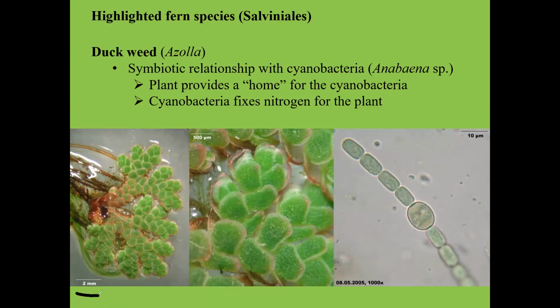So on the left here, you can see the scale, right? This is a 2 millimeters scale. That's your Azolla. Now we're at 500 micrometers. Look how this is really, really small leaves. And then it says 10 because we're under the microscope. But this thing on the right here is that Anabaena, that cyanobacteria.